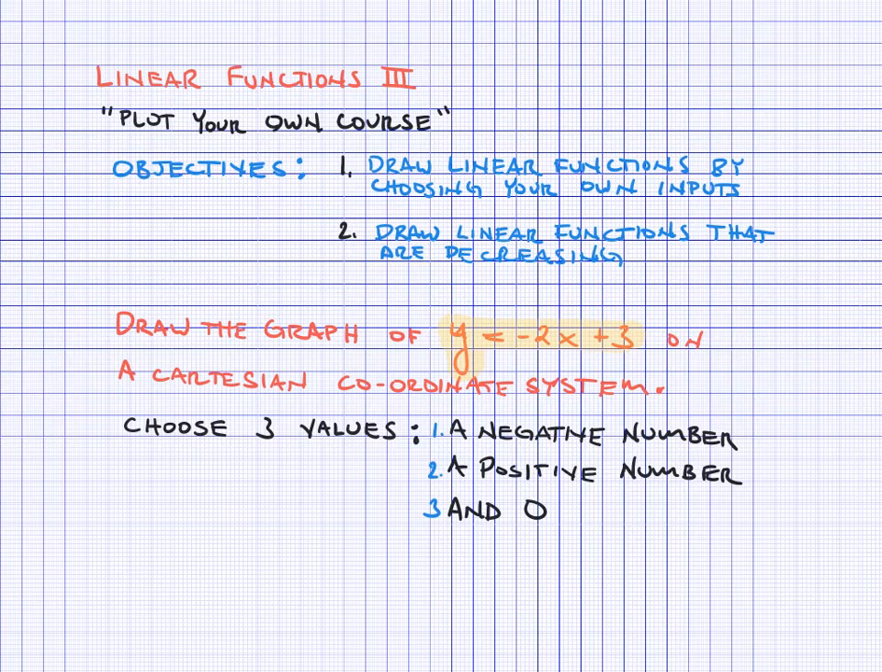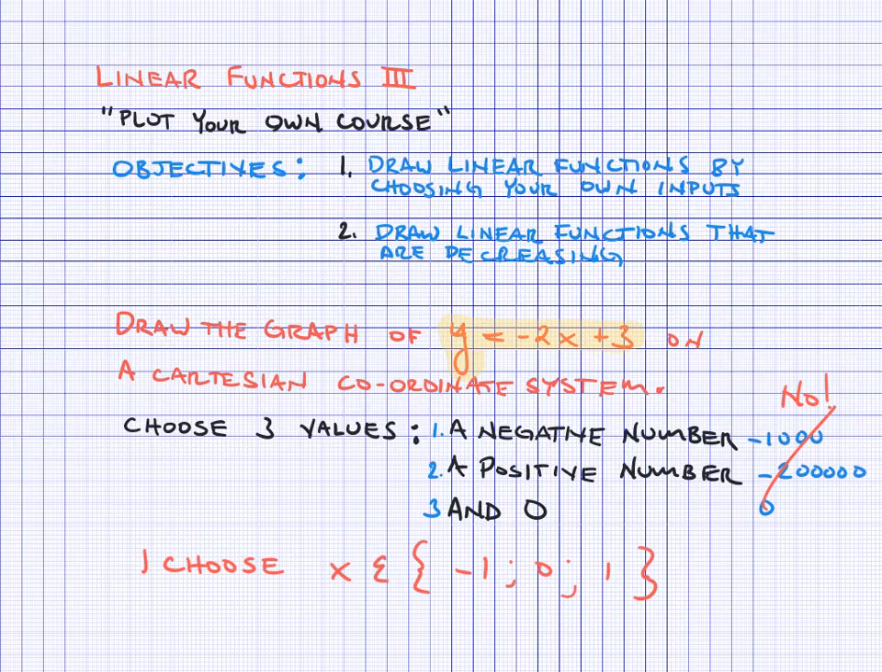So the best strategy here is to choose 3 values. Often I'll ask you to plot with 5 values, but 3 values are enough to make sure we're not making any mistakes and our graph will look okay. Please always choose one negative number, a positive number, and 0. Now, in every class, we have students that like to show off, and they might say, okay, I'm going to choose 1,000, and it will be negative, and negative 200,000, and 0. That's not a very good idea. When you choose these numbers, choose the very basics.